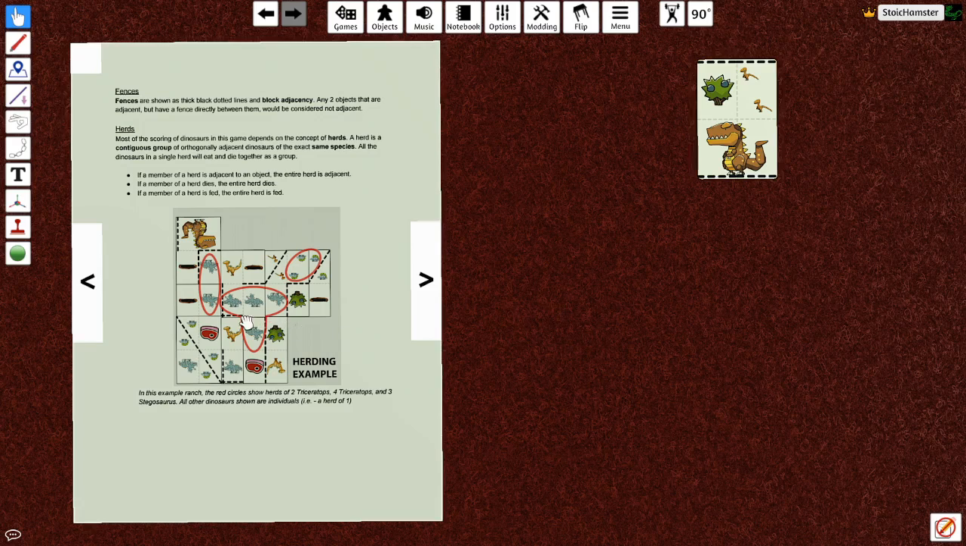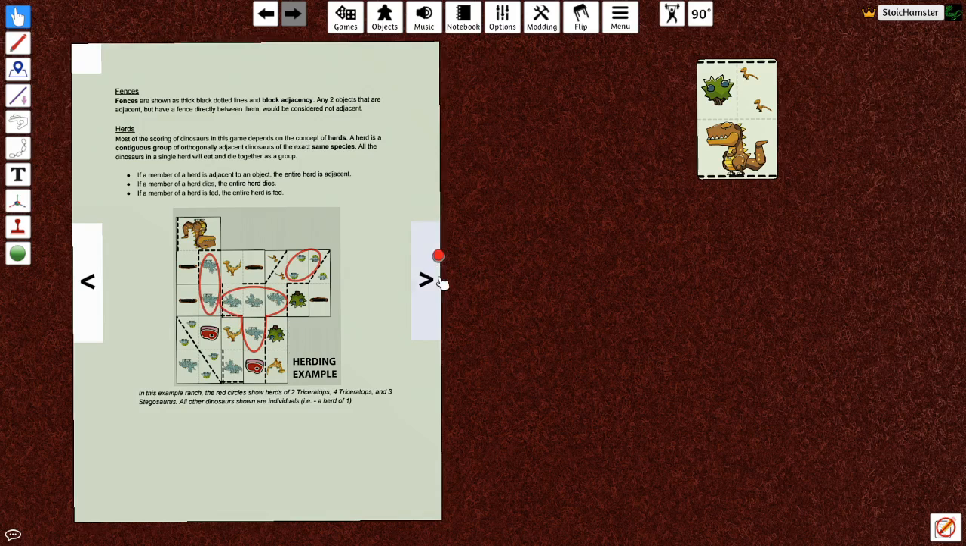This is an example ranch. Nothing is scored until the end of the game, but when the game ends, we start by looking at herds. Here we see all the herds in this ranch circled. Every other dinosaur in the ranch is an individual dinosaur considered a herd of one. The dashed lines are fences that serve to break adjacency. So these triceratops over here are separated into two herds because of this fence.